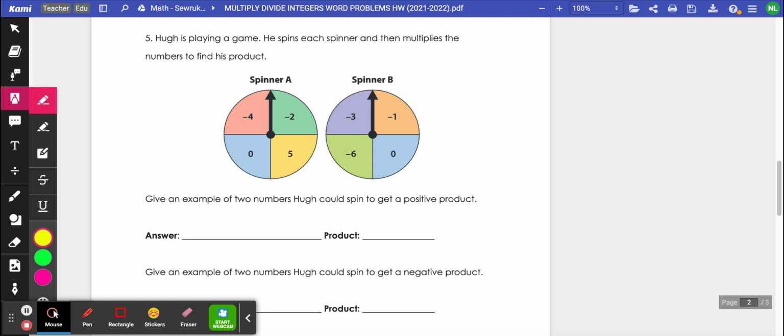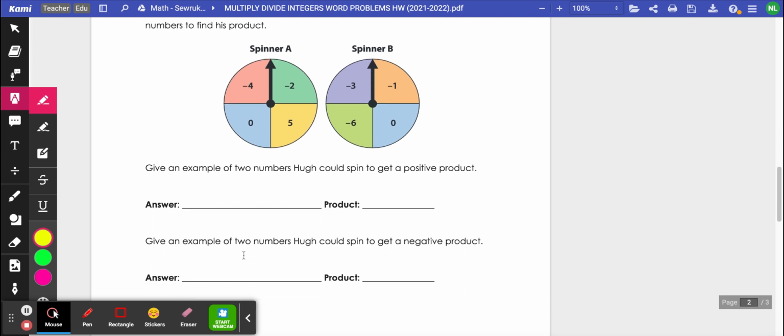Question number 5. Hugh is playing a game. He spins each spinner and then multiplies the numbers to find his product. Remember, the product is an answer to a multiplication problem. Give an example of 2 numbers Hugh could spin to get a positive product. So you're picking a number from spinner A, multiplying it by a number from spinner B, and for this first one, you need to get a positive product. For the second example, you're picking a number from spinner A and a number from spinner B, and you want to get a negative product. You're writing your multiplication sentence on the line and writing the answer where it says product.